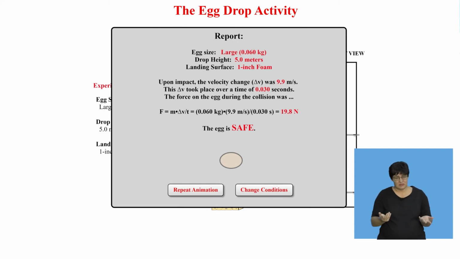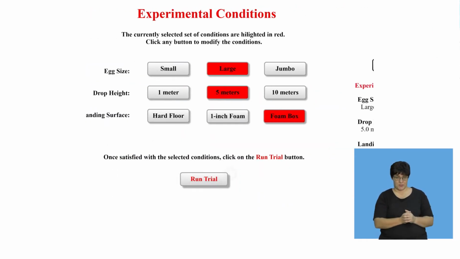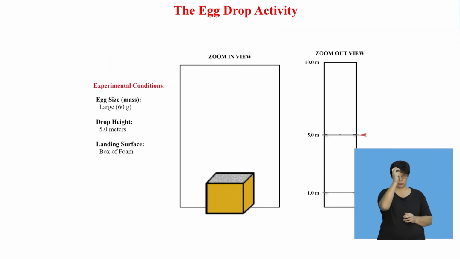What did we do again? We made the time 10 times slower. So this became 10 times smaller. Okay? It took longer, so the force becomes smaller. Okay? Let's go and do it with the foam. Let's do the foam box. Let's run the trial. Okay? If it was safe on the inch foam, it should be safe on this one.